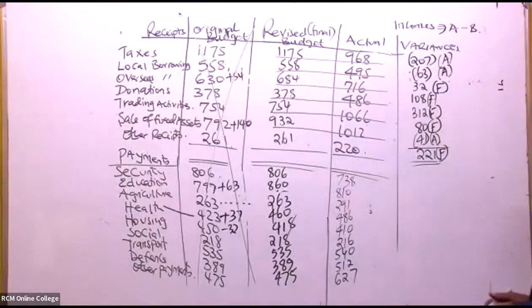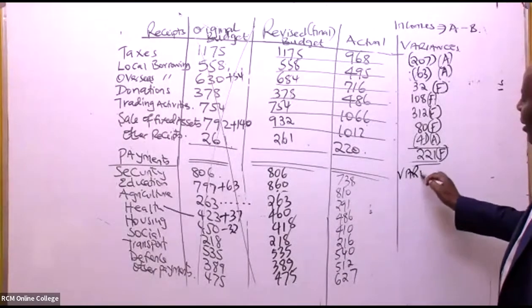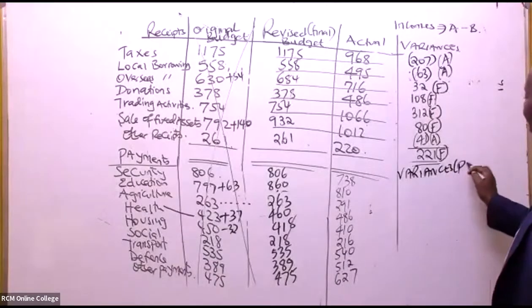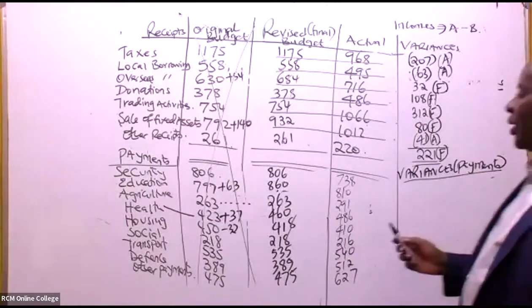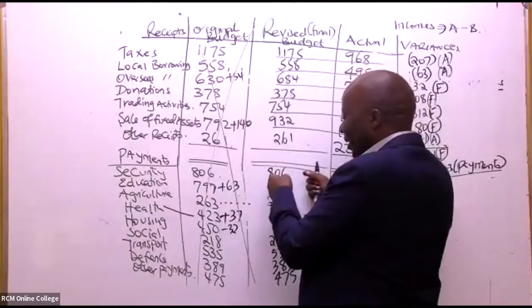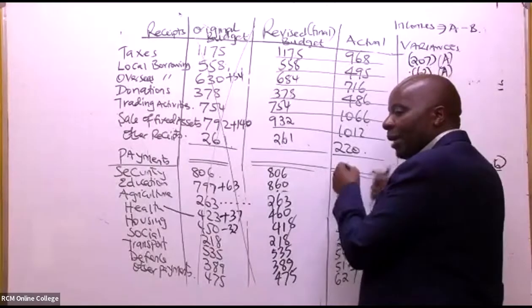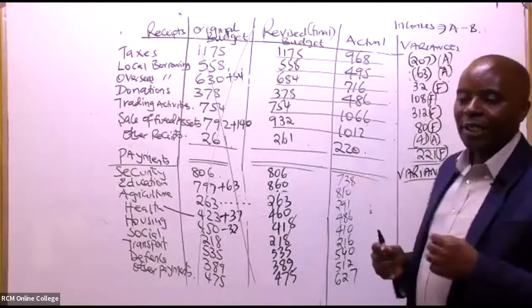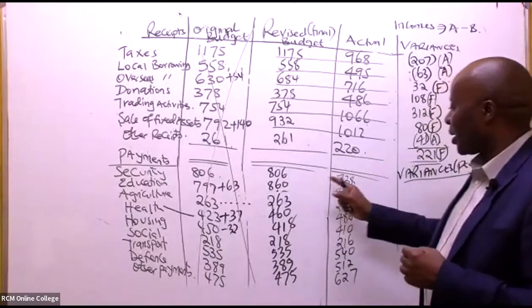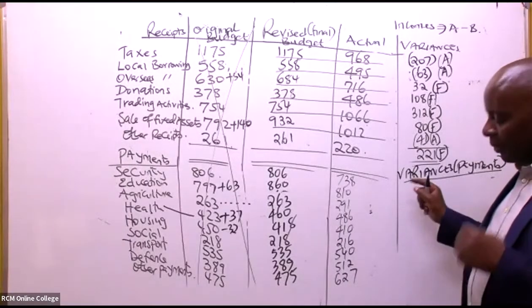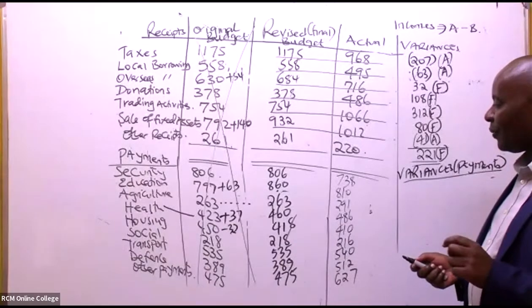Then now we go to payments. So payments, we do the reverse. So for variances under payments, what do we do? Let's see, first of all, look at security. We expected to pay, expected means budget, 806, but we paid less. We saved. That is favorable. So can you kindly give me this difference? Remember, variance means difference.